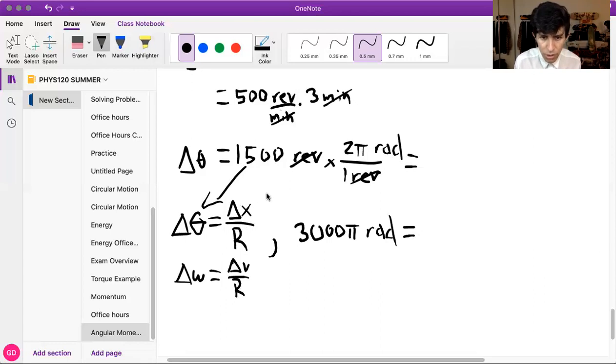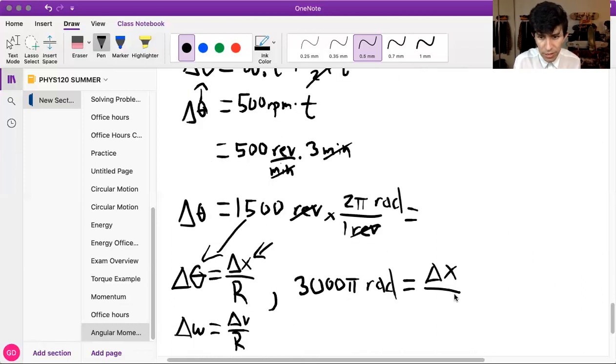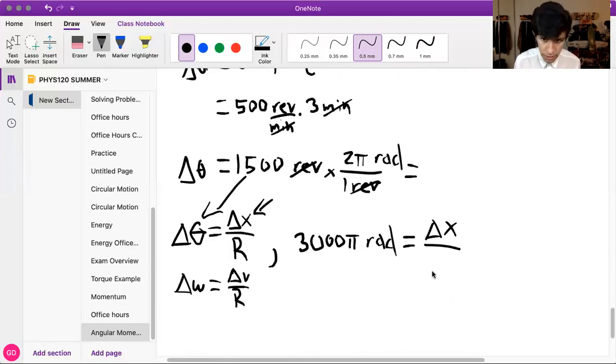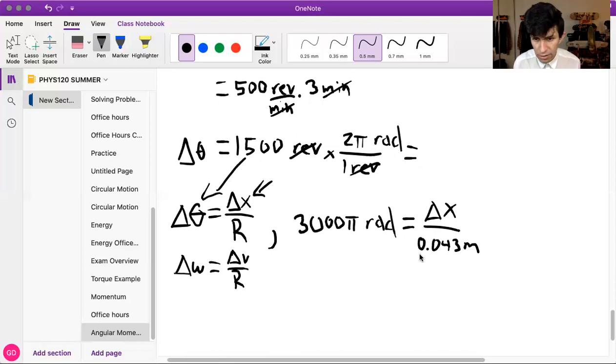That is equal to, this is what we're trying to solve for, divided by our radius. Our radius is 4.3 centimeters. In meters, centimeters is 100, so 2 decimal places. So it's going to be 0.043, because the decimal is in front of the 4, and then 1, 2. So there we go, meters. Cool. And so now we can multiply this to both sides to solve for delta x, for how much distance it covered as it was spinning in the CD with that given speed.